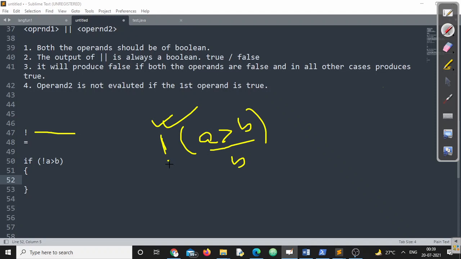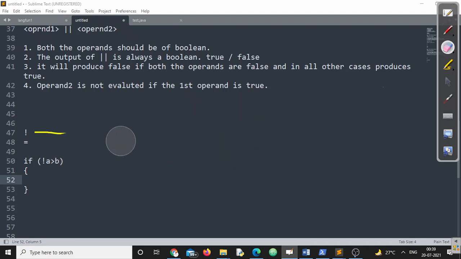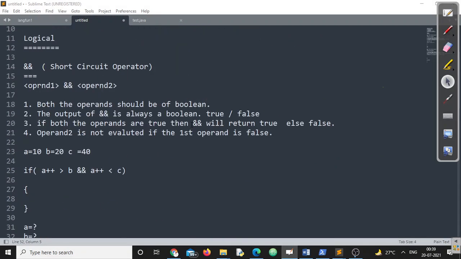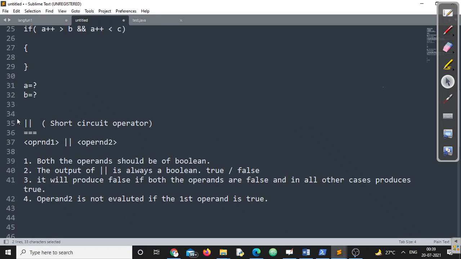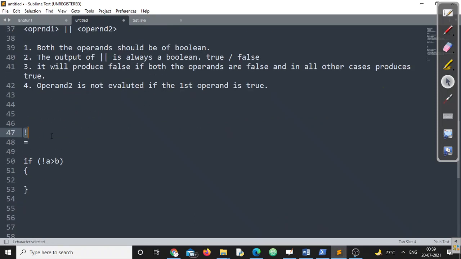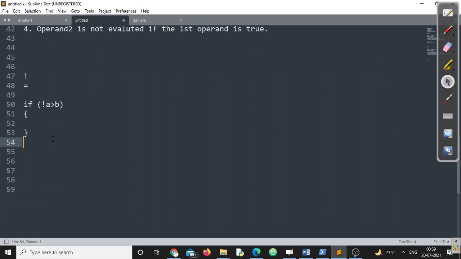How does this one behave? This one basically alters the true value into false and vice versa. Got my point? True value into false or vice versa, right? So it has the capacity to change true to false and false to true. So these are all about logical operators. Two of them are called short circuit operators, and one of them is called the unary logical operator. But all these operators only operate on the Boolean data type, either a Boolean literal or a Boolean variable. I hope you all could get the clarity, right?